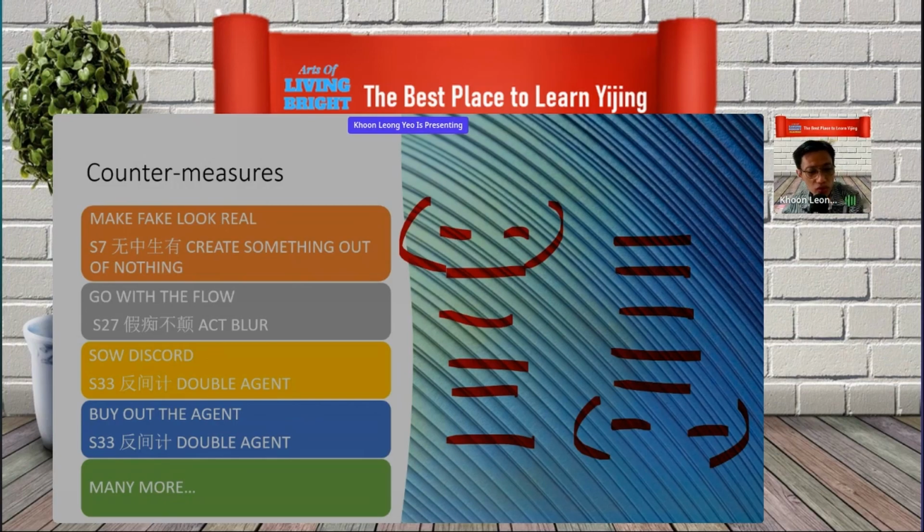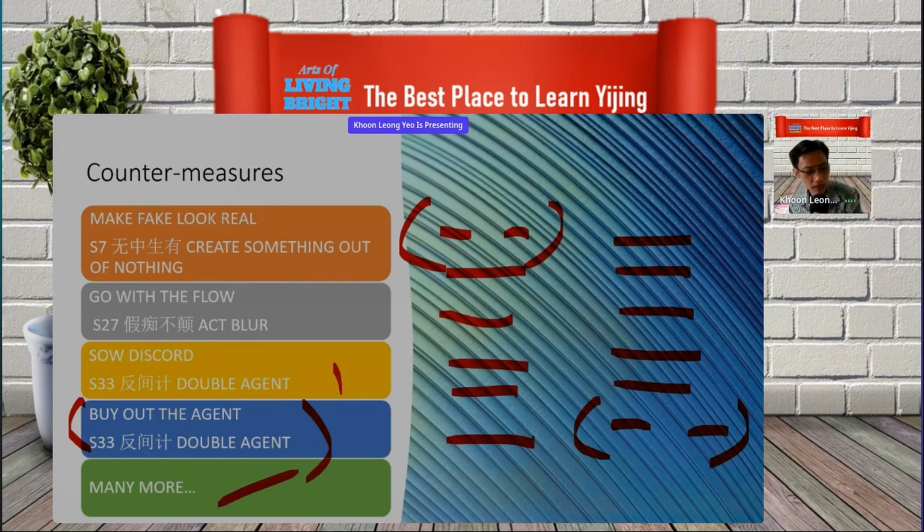Next, you can also use this spy to bring back certain news, so that this news can create or sow discord in the enemy's camp, or to destabilize them, something like that. So this is a reverse double agent. Or if you know who is the spy, you may want to buy out the spy, say, okay, I pay you double the fee, you work for me. Something like this. Or there are many, many more. So if you can think of any other, type in the chat box.